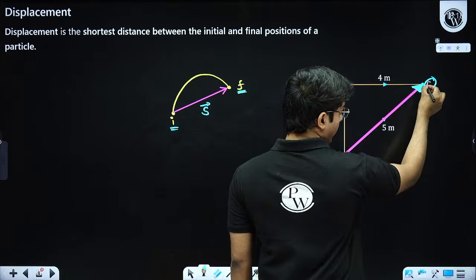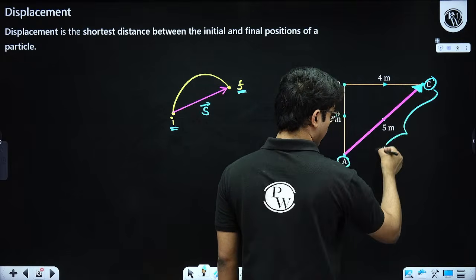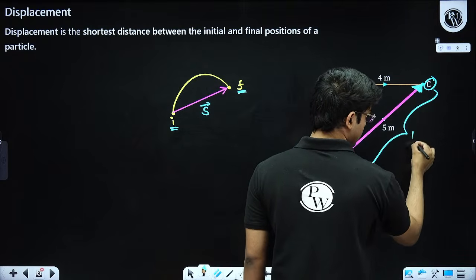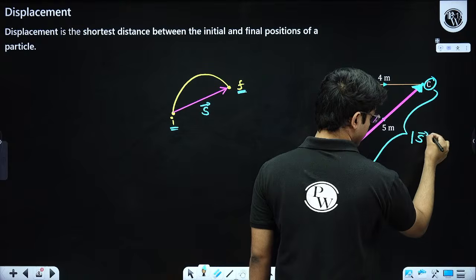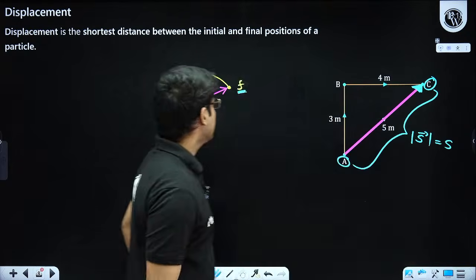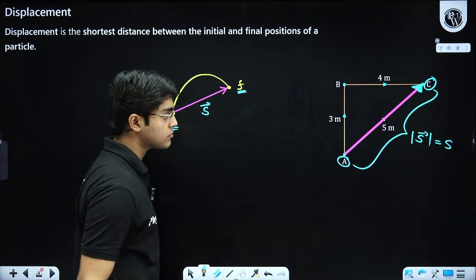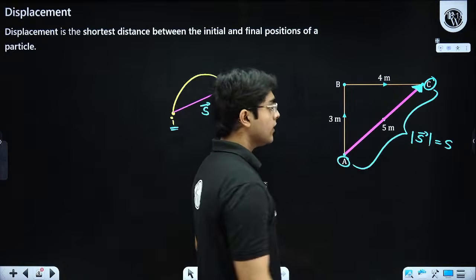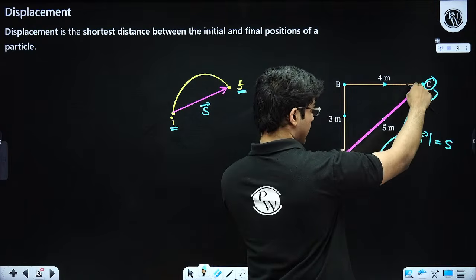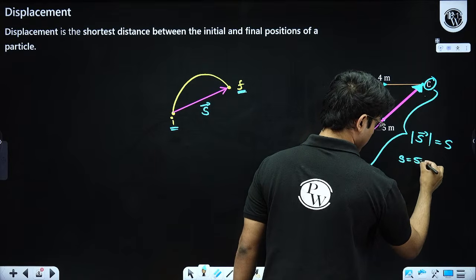If I ask you the magnitude of displacement, so we discussed the length of the vector is the magnitude of the vector, right? So this will be magnitude of displacement, which I can also write as S. So for displacement, we usually use the symbol S, okay? Displacement, we will use the symbol S. So here the length is 5 meters. So magnitude of displacement is 5 meters, okay?